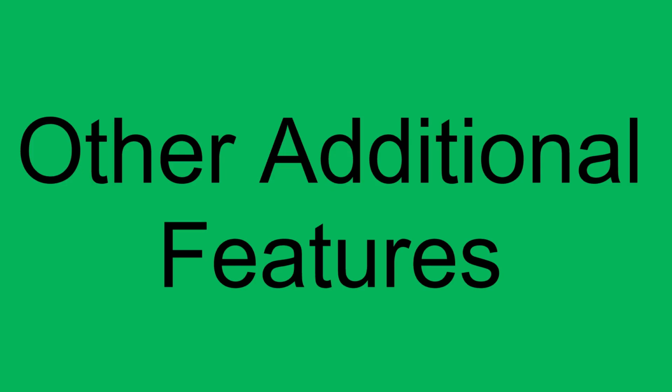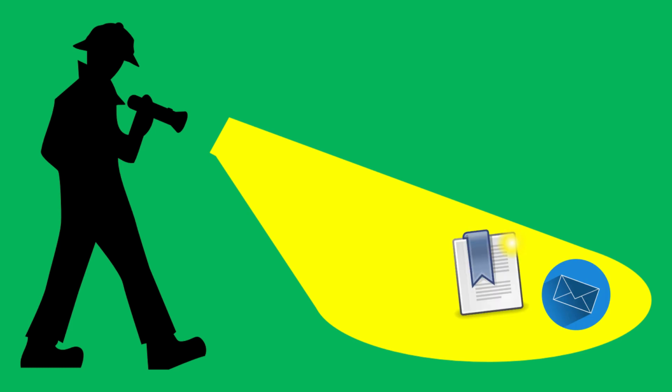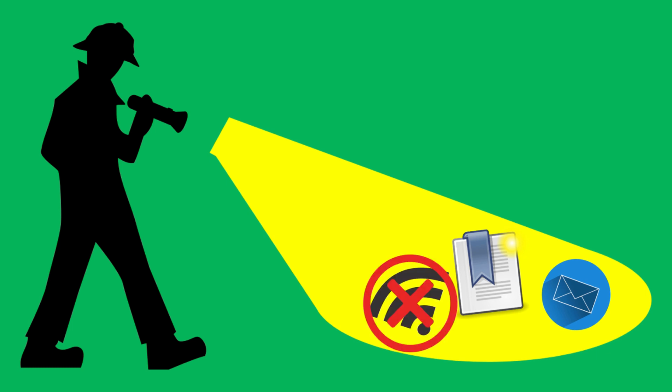Other additional features. The list of mSpy features has not come to an end yet. There are some other features of the app that will definitely be useful to you. Using mSpy, you can keep a track of the emails that your spouse receives. With the browser bookmark feature, you can know which websites they have bookmarked, and using the Block Wi-Fi feature, you can easily block the use of any Wi-Fi for them.